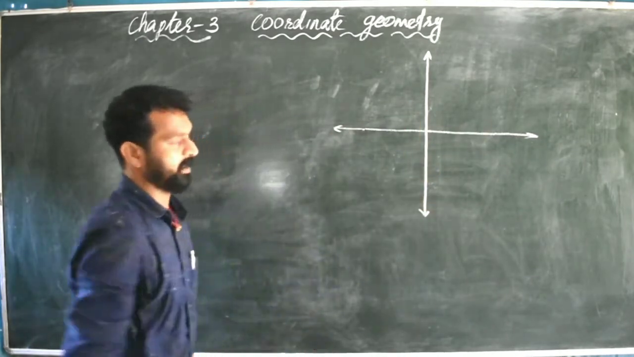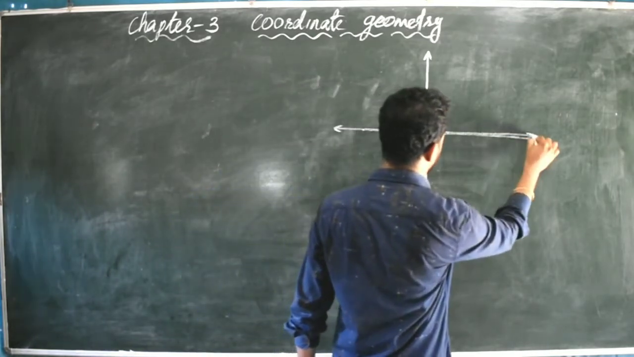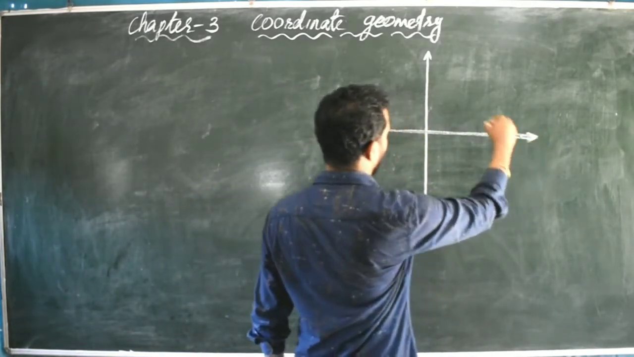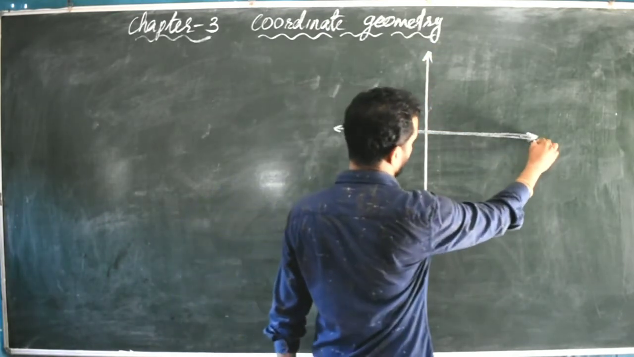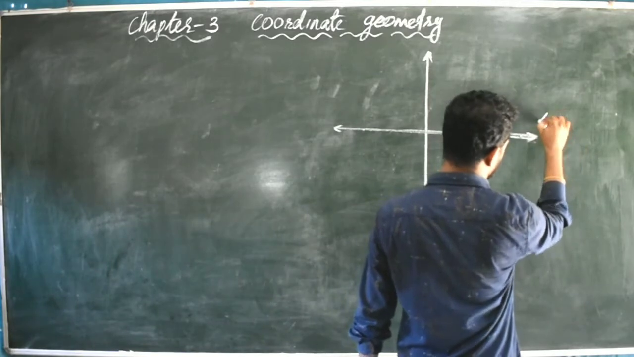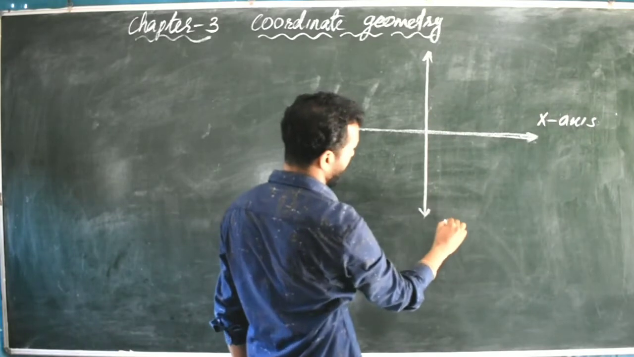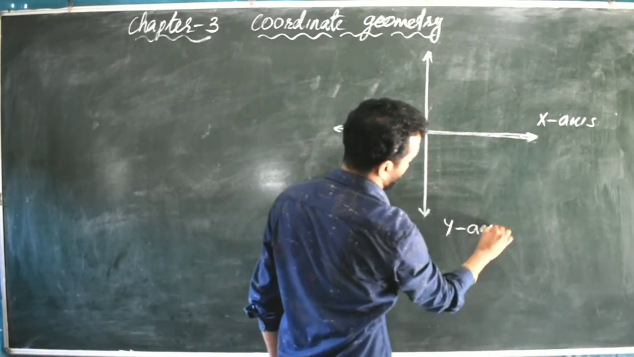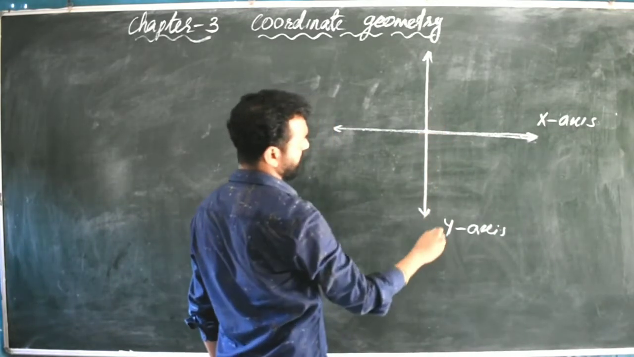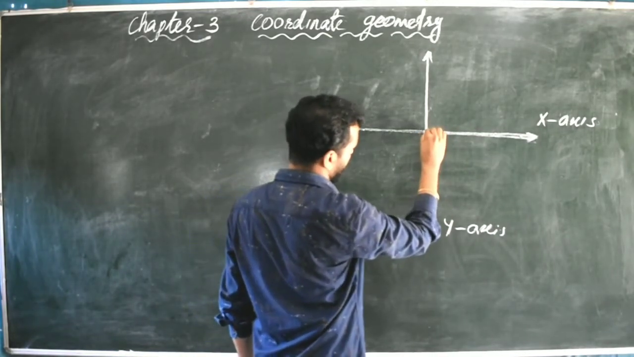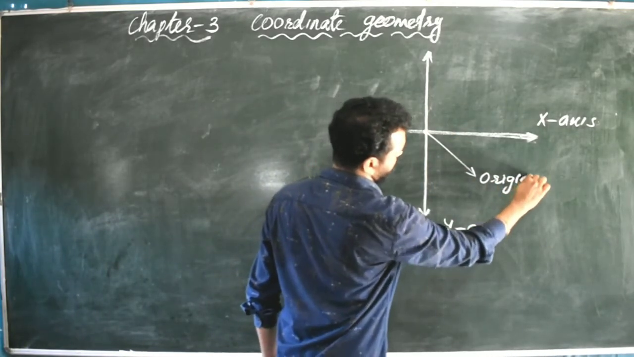Suppose this is a plane, or the blackboard is a plane. We will draw two lines and we will locate the point. These two lines are perpendicular to each other. This horizontal line is called the x-axis, and this vertical line is called the y-axis. These two lines are perpendicular to each other, and they intersect at a point. That point is called the origin.